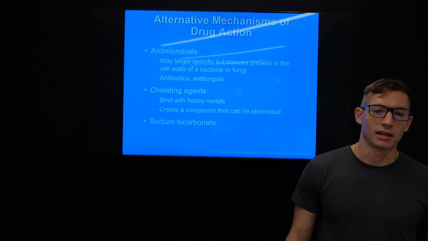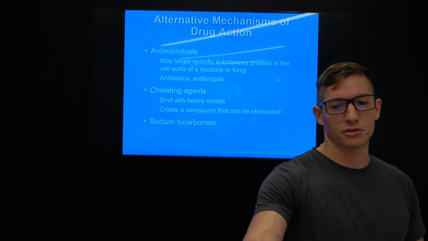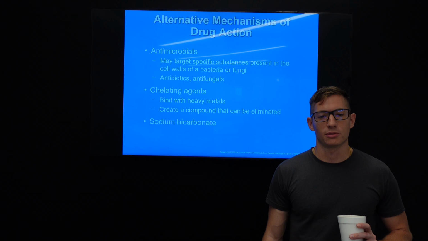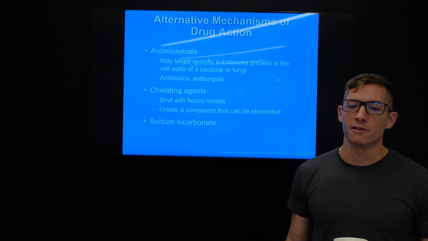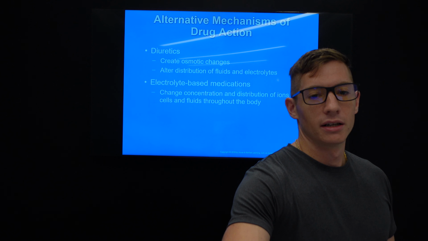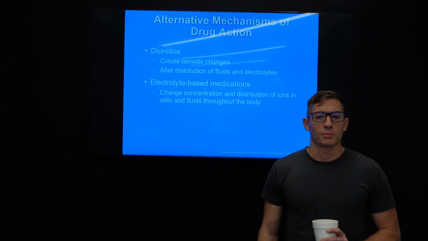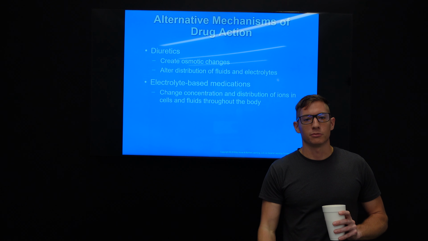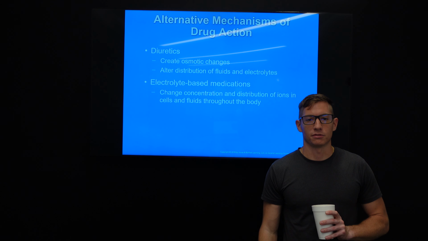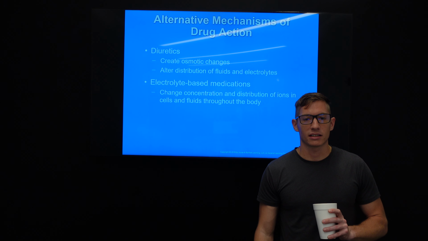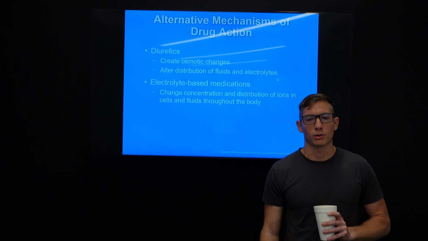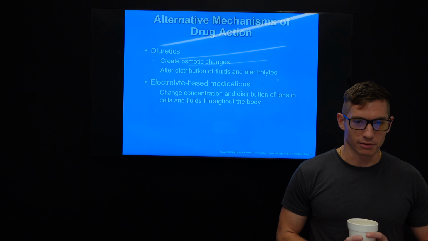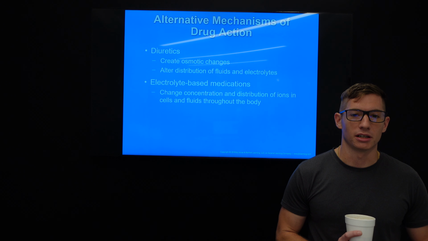So we have breakdown after administration producing bicarbonate ions. This binds with excessive hydrogen ions, raises the pH, and decreases the acidity of various body fluids. Diuretics create osmotic changes. They may alter the distribution of fluids and electrolytes and draw excess water away from certain body tissues while enhancing excretion of urine. They target water in the body and can alter the distribution of various fluids.